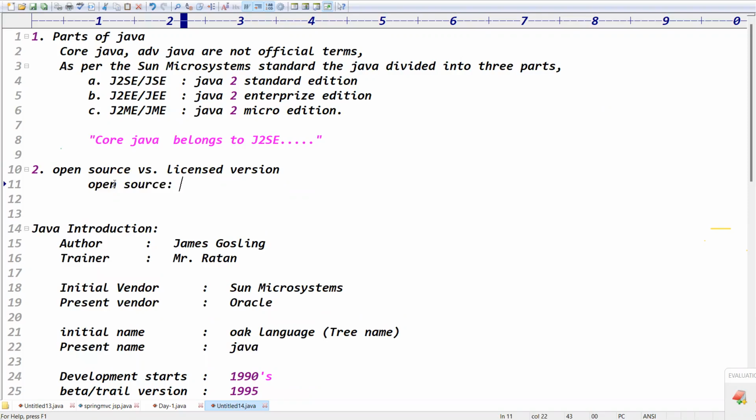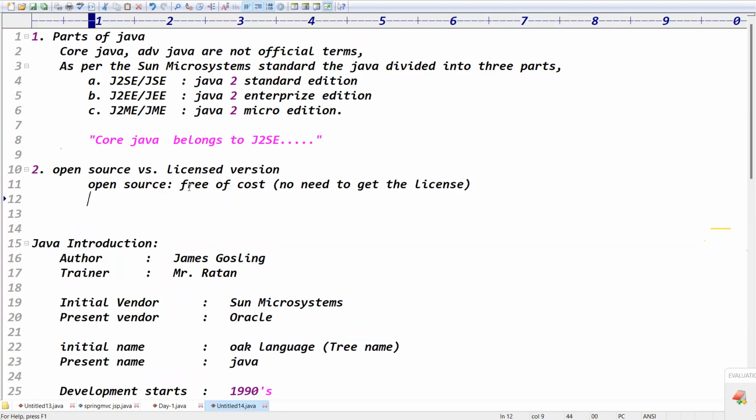Open to use. Open to use means what? No need to get the license, right? Free of cost, simple word. Everyone can download the source, everyone can download the Java software. Free of cost means no need to get the license. Freely we can use that software. Yes, open source means free of cost, no need to get the license.